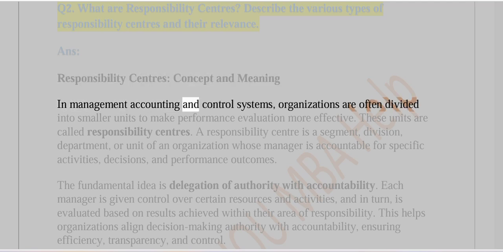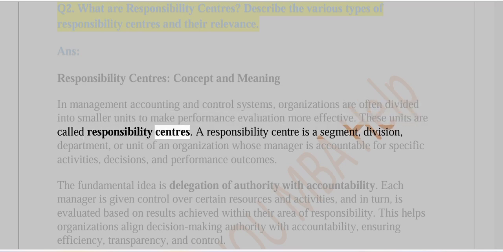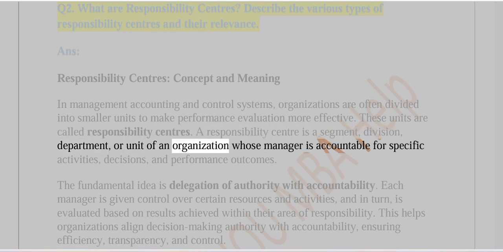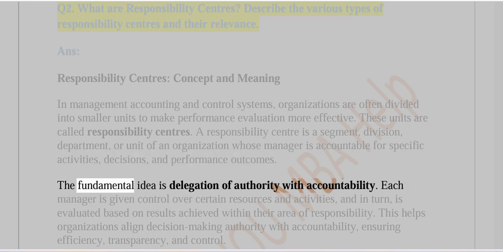In management accounting and control systems, organizations are often divided into smaller units to make performance evaluation more effective. These units are called responsibility centers. A responsibility center is a segment, division, department, or unit of an organization whose manager is accountable for specific activities, decisions, and performance outcomes. The fundamental idea is delegation of authority with accountability.